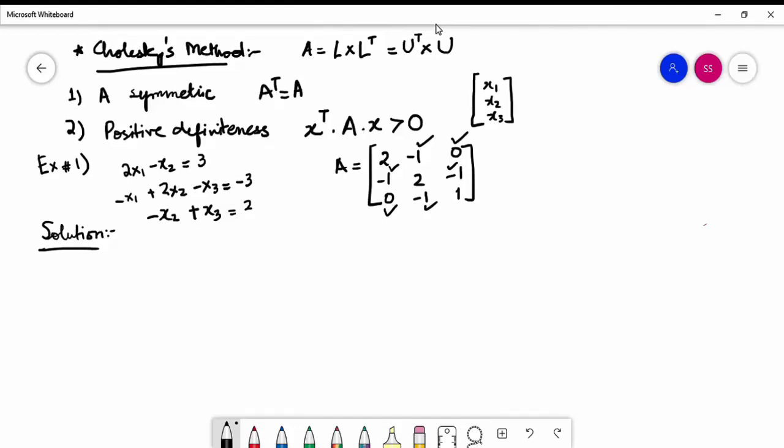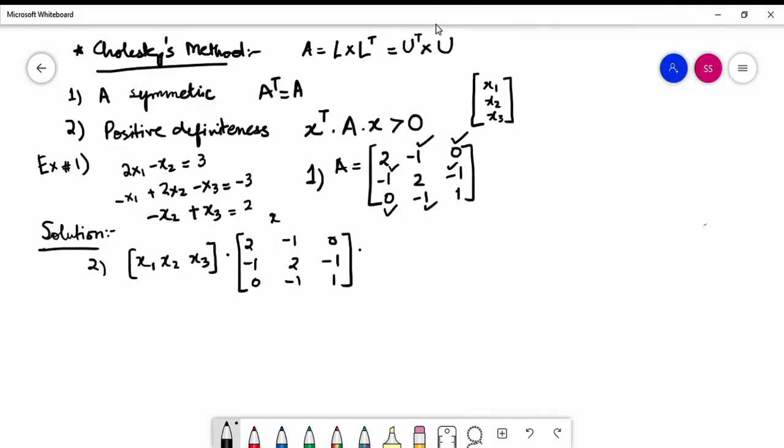The first condition is satisfied, so the second condition is positive definite. If I take this vector x1, x2, x3, transpose means rows are changed into columns and columns into rows, so its transpose will be x1, x2, x3 in the form of a row vector, and I multiply it with this matrix, that is 2, minus 1, 0, minus 1, 2, minus 1, 0, minus 1, and 1. Afterwards we multiply with its original vector: x transpose A into x should be greater than 0.